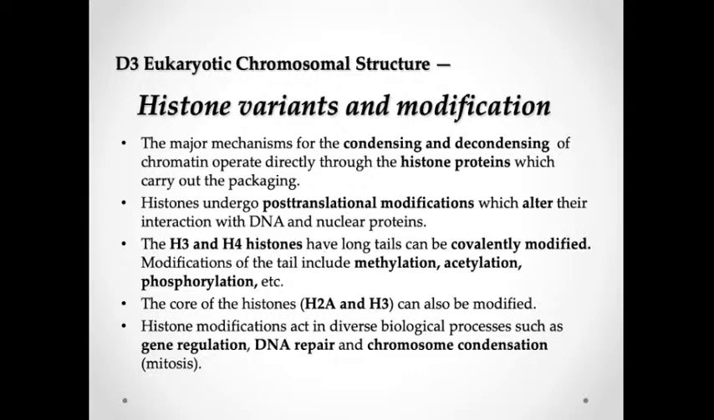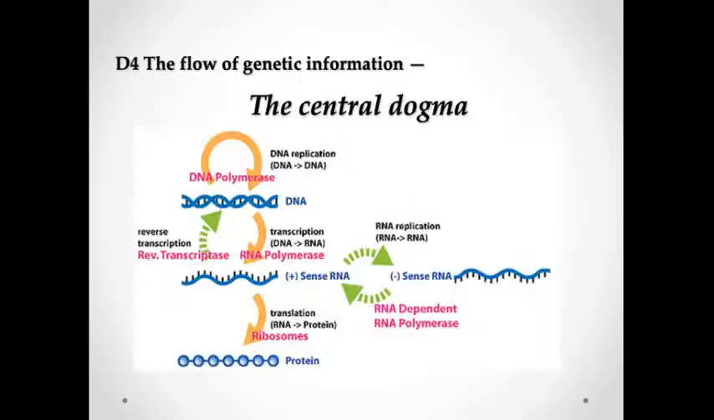Then there are also variants of your histones, that is H3 and H4. We have talked about H2A and H3 also being modified ones. So histone modification can occur in biological processes such as gene regulation, DNA repair, and chromosomal condensation.